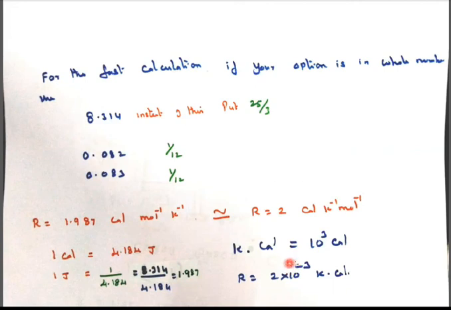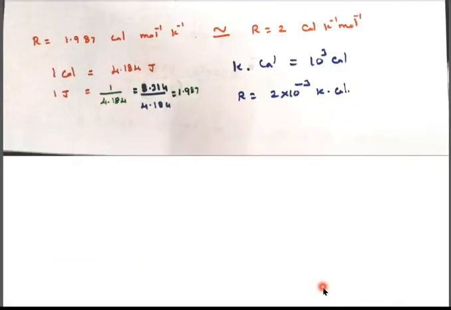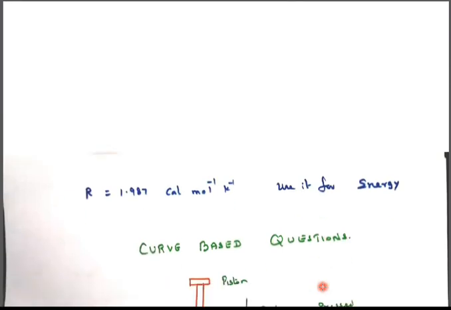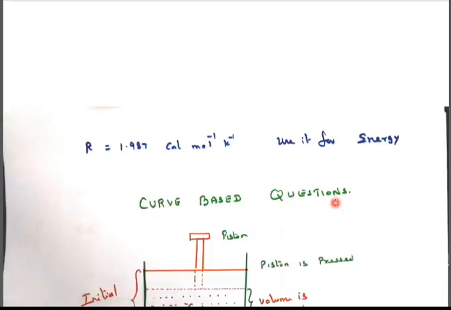If it is in kilocalories, that means 10 to the power 3 calories, so the R value is 2 into 10 to the power minus 3 kilocalories. So the R value is 1.987 calorie per Kelvin per mole, and this unit is used for energy questions.